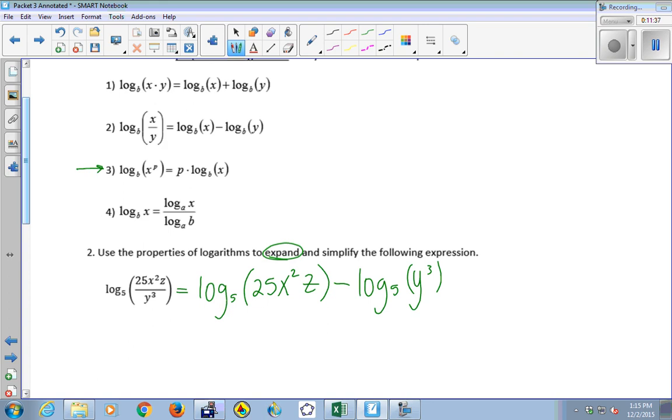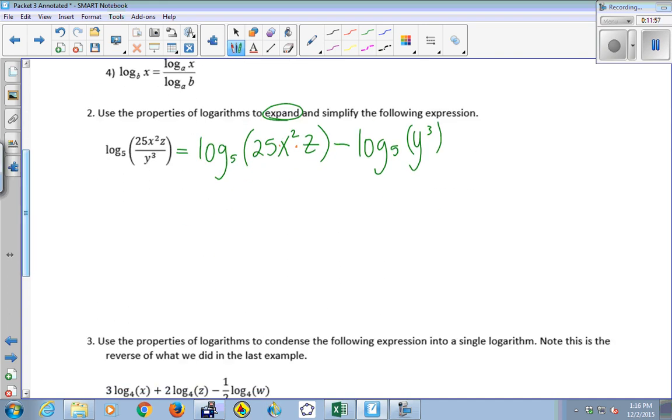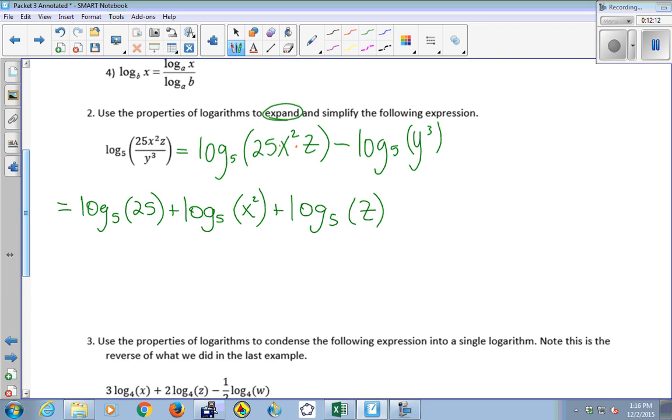All right, let's just work on this first logarithm here. Log base 5 of 25x² z. This is a product. In fact, there are two products there. 25 times x² times z. So I'm going to apply property 1 here twice. So this is going to become, I'm going to start over here because it's going to get long, log base 5 of 25 plus log base 5 of x² plus log base 5 of z. And then I'm just copying this last thing from the previous line, log base 5 of y cubed.